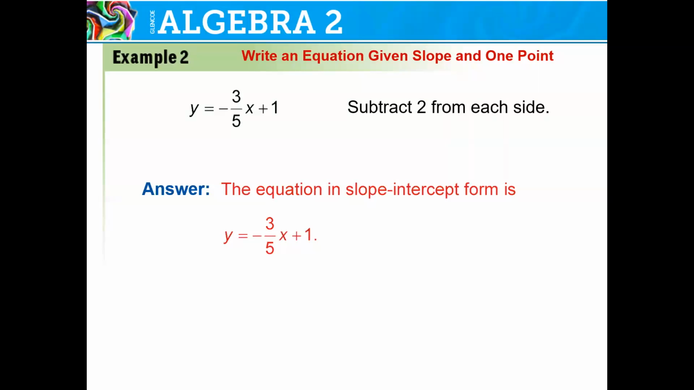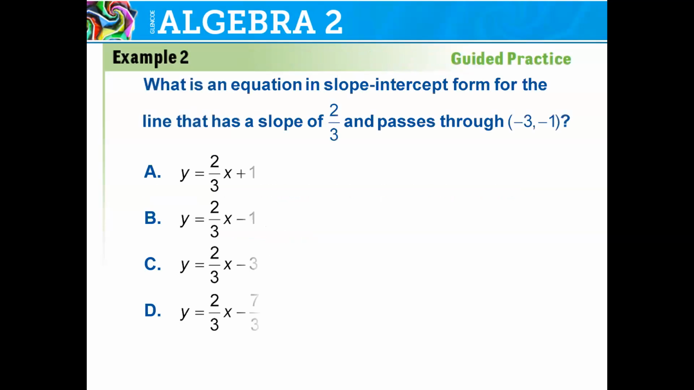And you'll see, once we carry out point-slope form, we'll always end up back in slope-intercept form. Slope-intercept form is the general form for all of our linear equations. It's always set up as y equals mx plus b. Okay, here it says, what is an equation in slope-intercept form for the line that has a slope of 2/3 and passes through -3 and -1?